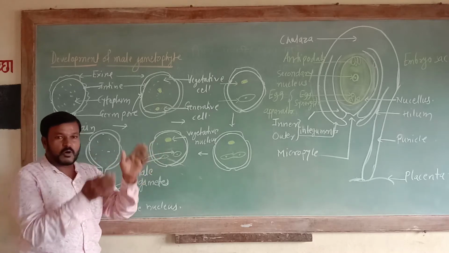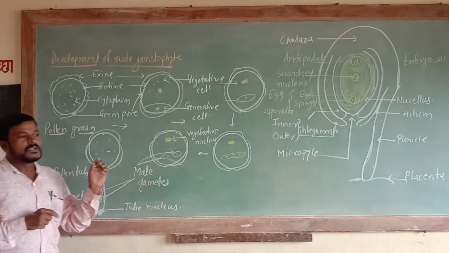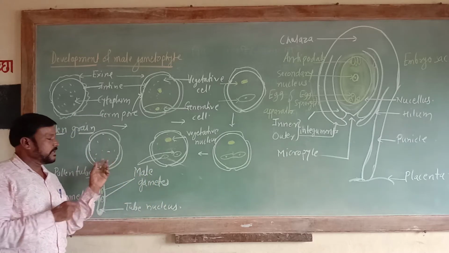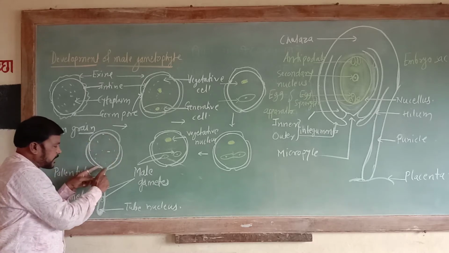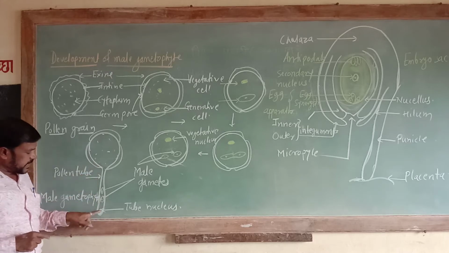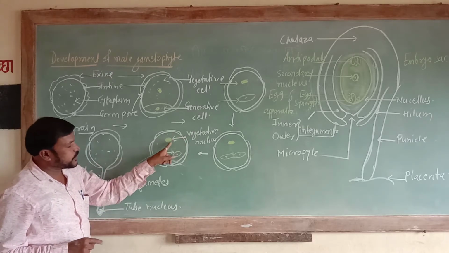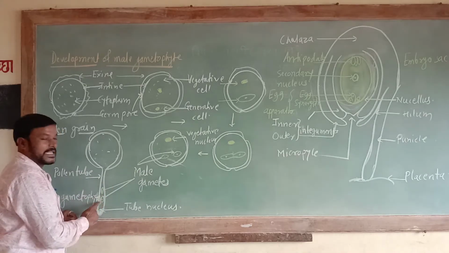And when they are deposited on the stigma of the female sex organ, that is the gynoecium, it starts to germinate. This in time comes out through the germ pore. At its apex there is the tube nucleus, that is the vegetative nucleus, and it is followed by two male gametes.